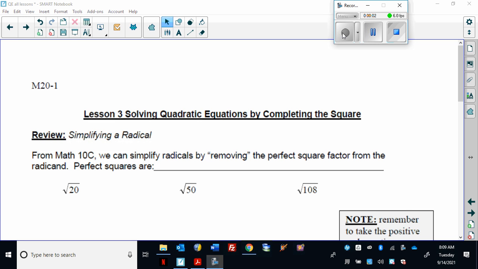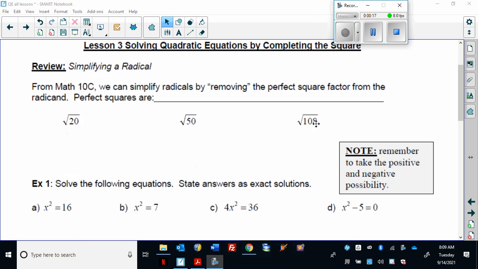Lesson 3 is on solving quadratic equations by completing the square, which is a skill that you learned in the first unit, quadratic functions. So hopefully this lesson will solidify your skills in completing the square. We're going to start with a little review here, simplifying a radical from 10C.